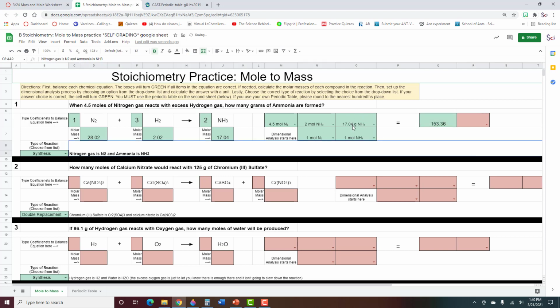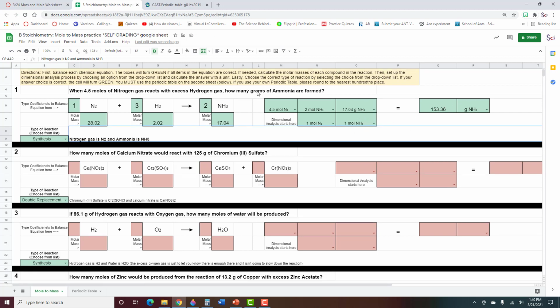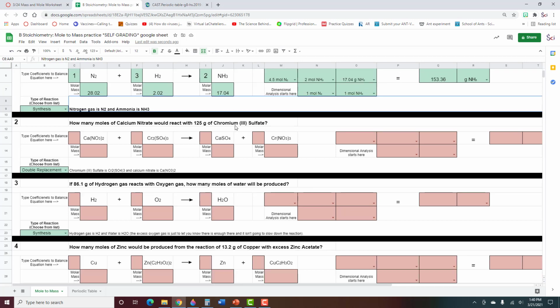And then the unit for that should be the same as this top unit here. It also should be the same thing as what they asked you for, which was how many grams of ammonia. So this should be grams of NH3. Oh, sorry, I clicked moles of NH3. Grams of NH3. Alright, and everything is green, so I know I did that correctly. Great, excellent practice. That's a moles to mass problem, like last week. So let's do another one.